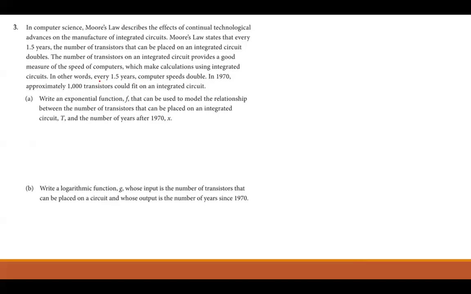So from this problem, it tells us the growth that's taking place, and it explains to us what our situation looks like. So we're going to start off with our independent variable. Our independent variable here would be our time since 1970. 1970 would be our beginning, our 0. Does that make sense? Okay. And in 1970, computer speeds were only processing about 1,000, right?